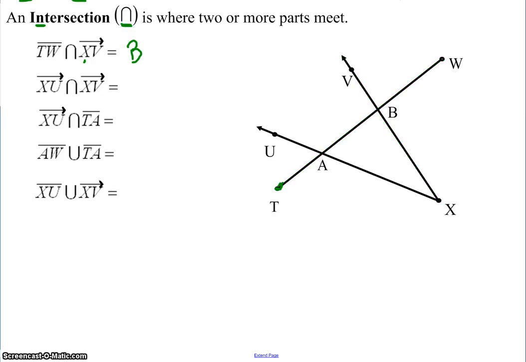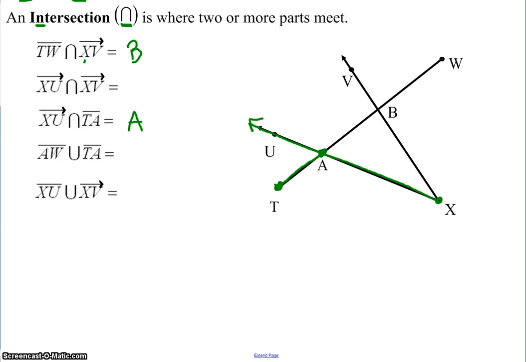Next one here. Where do ray XU and ray XV intersect? I want you guys to try that out, see if you can figure out where those two intersect. The next one, ray XU intersecting segment TA. I'll do that one with you. So starting at X going through U, where does that intersect the segment starting at T, ending at A? Again, they hit each other at that single point, point A.